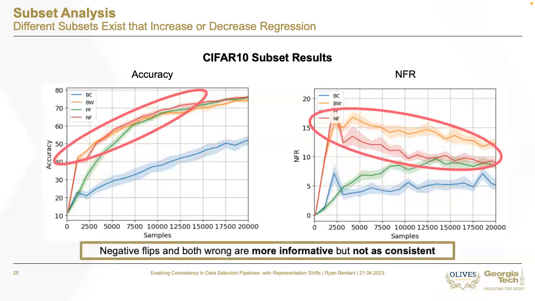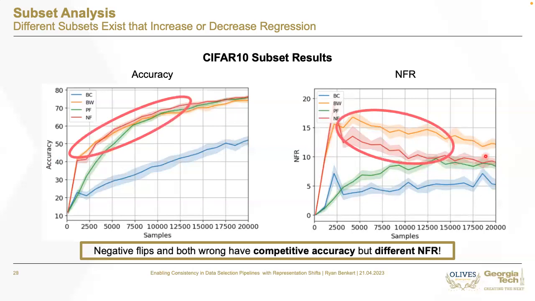So the second thing that you can see is that in these other groupings, both wrong and negative flips are more informative, right? So they give you a lot more information in terms of generalization, but they also result in a higher NFR, right? Which also intuitively makes sense. If you have very highly informative samples, that will induce a lot more dynamics in your representation over the rounds, leading to a much higher negative flip rate in these beginning rounds.